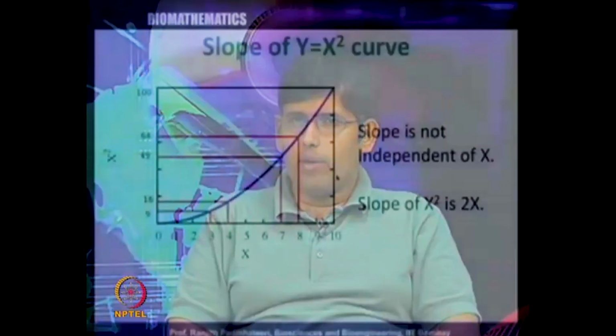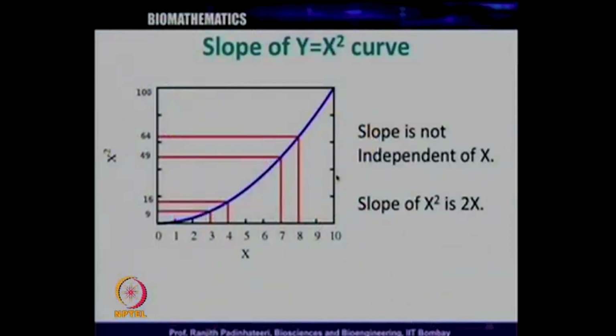Now, let us take an example where this is not true. Let us look at the next case, which is y equal to x square. The blue curve here is y equal to x square. In this blue curve, let us start from 3 and 4 and draw two perpendicular lines, and calculate the corresponding y values. Since the y value is the square of the x value, the square of 3 is 9, the square of 4 is 16.